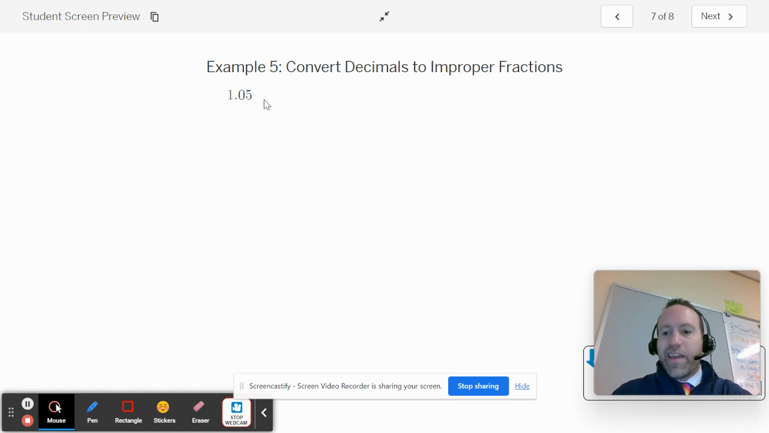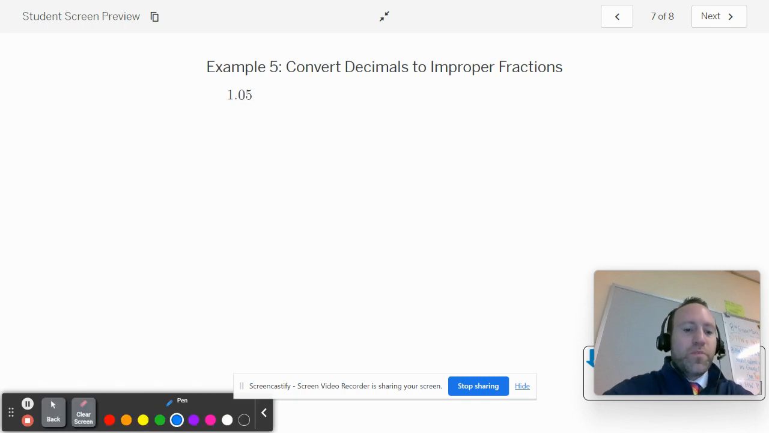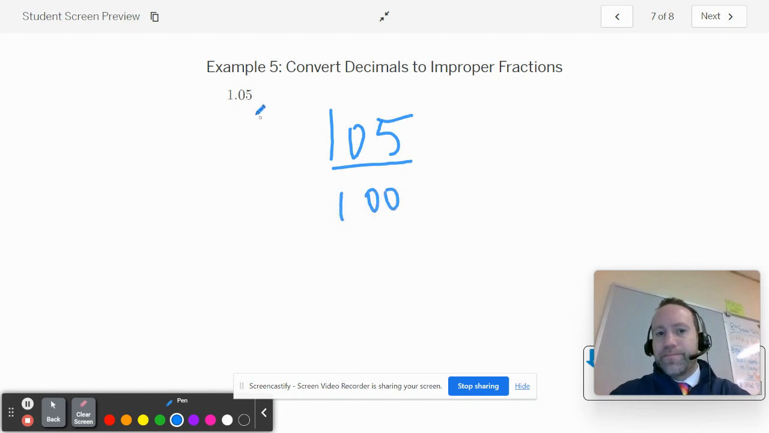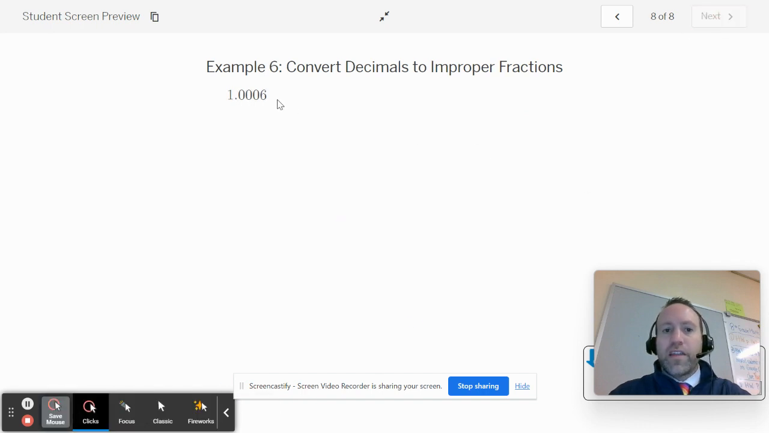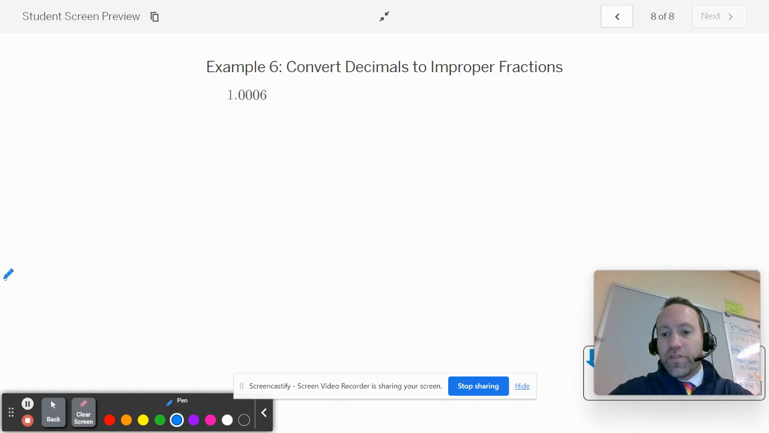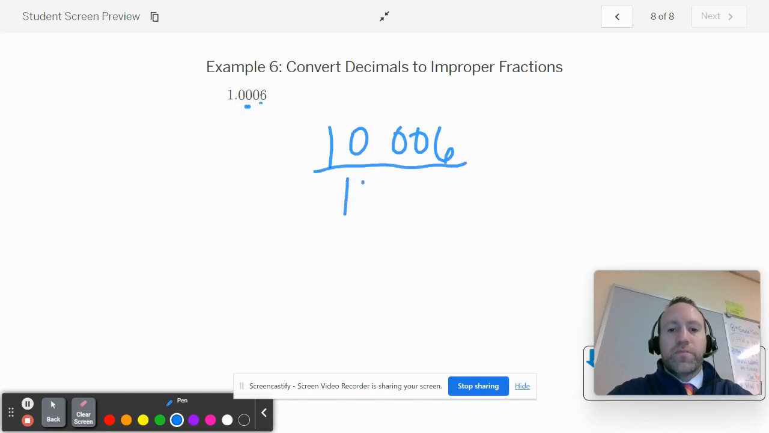Next one. Again, it ends in the hundredths place. So we're just going to put it over 100. 105 over 100. Whatever place it ends in, that's what you put it over. And the last one, okay, we saw this earlier. This ends in the 10,000ths place. So we are going to put this over 10,000. And it's 10,006, so you can count the number of zeros. There's 1, 2, 3 zeros. That's what I have there. Over 10,000. And there it is.